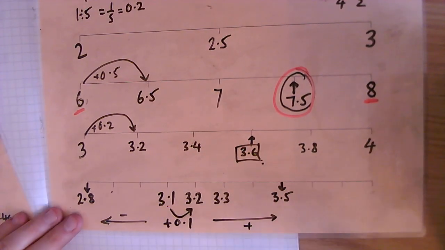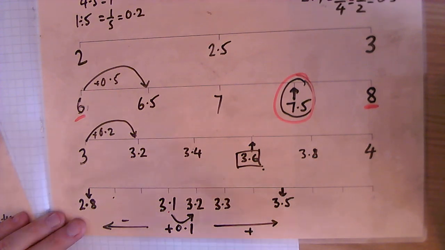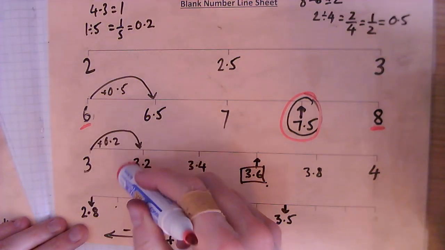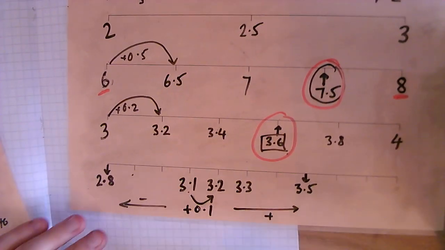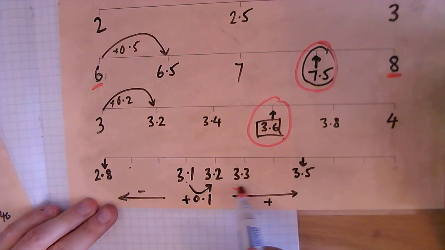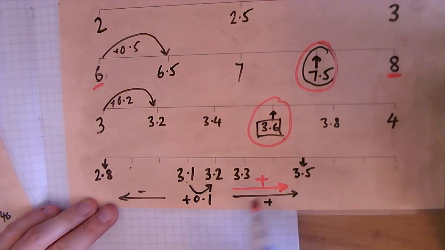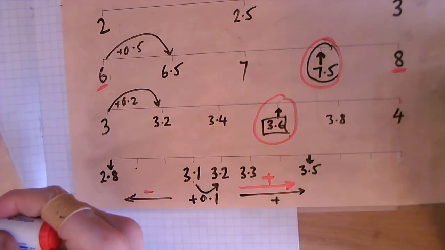On this one, it was 4 subtract 3 is 1. So 1/5, which is 0.2, so we're adding 0.2 each time. So the answer here was 3.6. Here we could see that we're adding 0.1, and this one was just to show us that if we're going to the right, we're adding. If we're going to the left, we're subtracting. So adding 0.1 each time, subtracting that way.